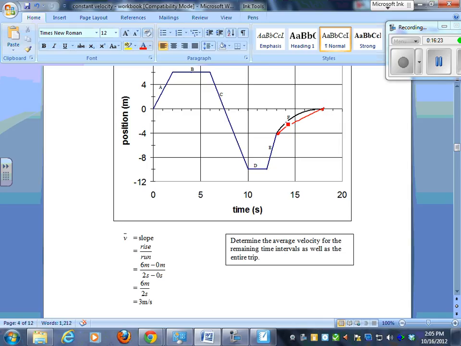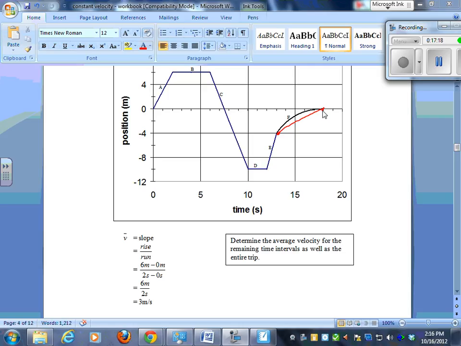B should have been 0, right? The slope is 0. C is -4. You go down 16 and over 4, so -4. D is 0. E is up 6 and over 1, so that's 6. And then the last one, the curved one here, you start from there, you draw a line to there, you find the slope of that line. So up 4 and over 5, 0.8. 4 divided by 5, 0.8. I would prefer it as a decimal.